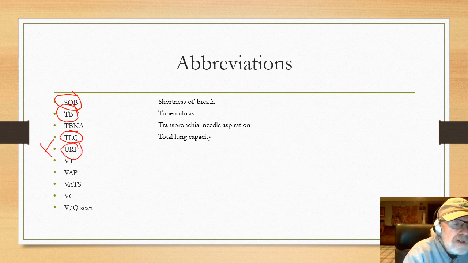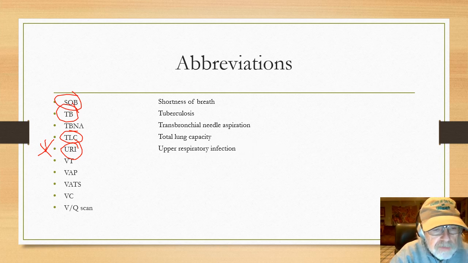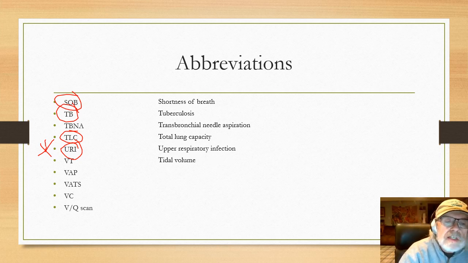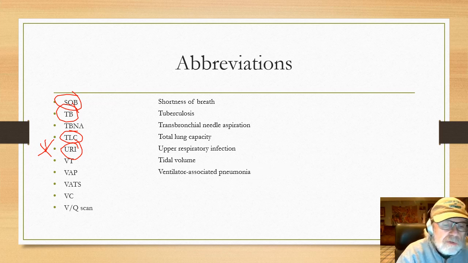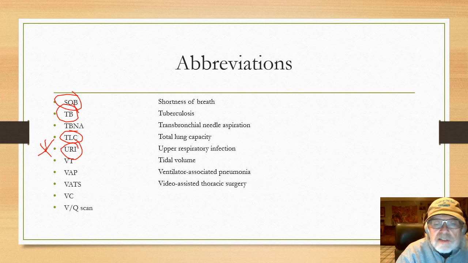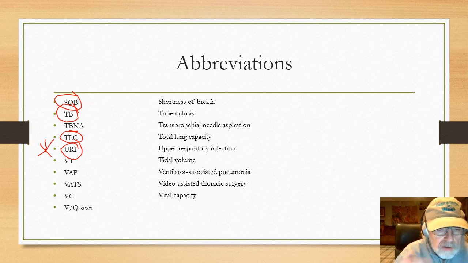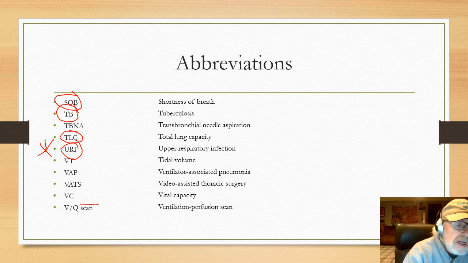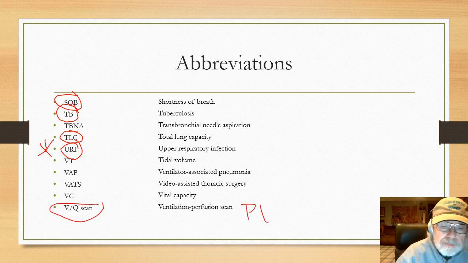URI, that's definitely one you should know. Upper respiratory infection, like people have laryngeal tracheal bronchitis and stuff like that that involves the upper respiratory tract. URI, okay. VT, tidal volume. VAP, ventilator-associated pneumonia. VATS, video-assisted thoracic surgery. They do a lot more of that, looking through a tube and a scope. Vital capacity, what your lung capacity is. And VQ scan, we talked about, that's for pulmonary embolism.